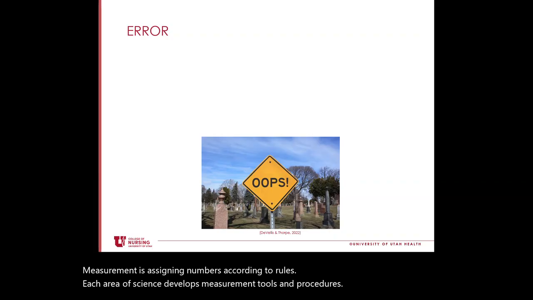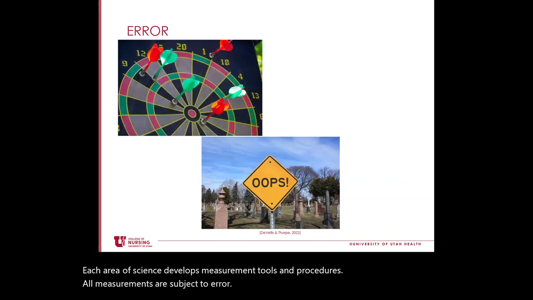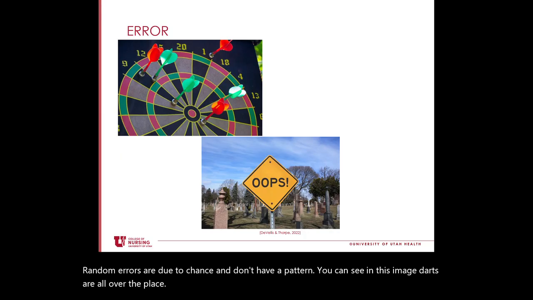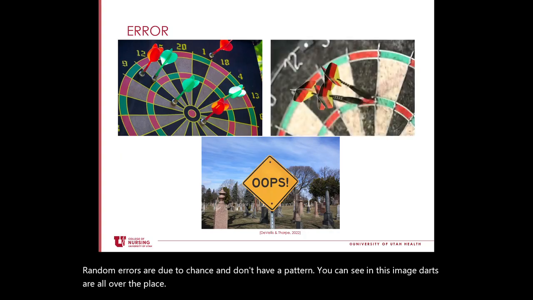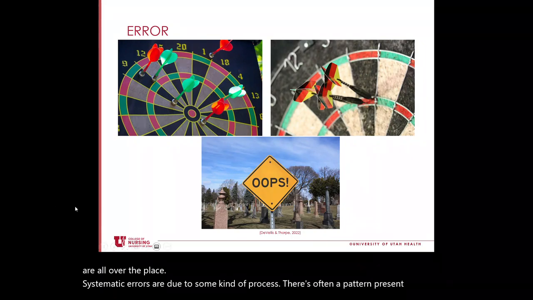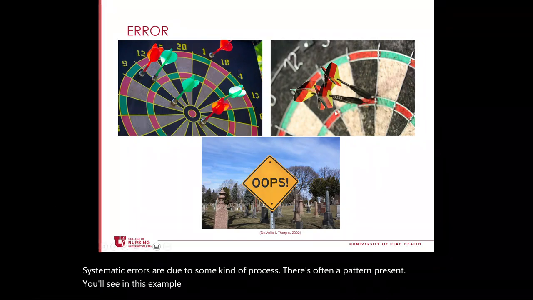All measurements are subject to error. Random errors are due to chance and don't have a pattern. You can see in this image, darts are all over the place. Systematic errors are due to some kind of process. There's often a pattern present. You'll see in this example, the darts are clustered, but they're not hitting the bullseye.